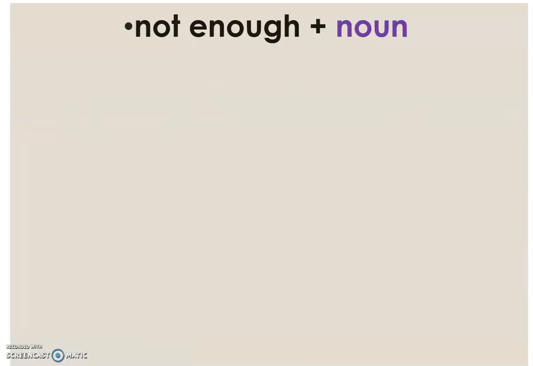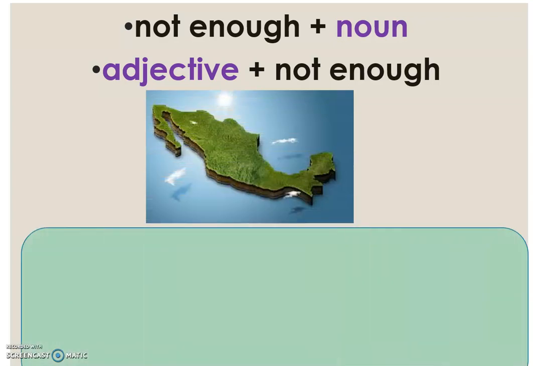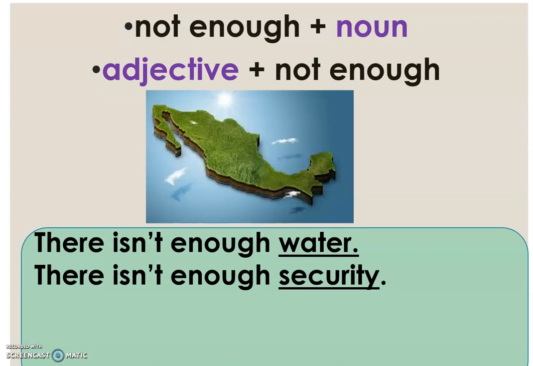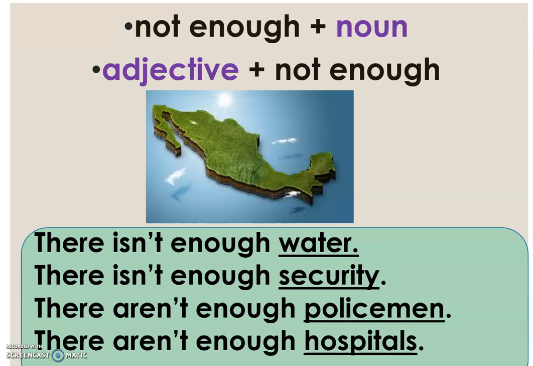So not enough, we can use it with nouns and we can use it with adjectives. But the trick is that nouns come after not enough, but adjectives come before. So for example, we say that there isn't enough water, or that there isn't enough security, or that there aren't enough policemen, or that there aren't enough hospitals. So what these sentences have in common is that they have nouns, and all of these nouns came after the not enough part.